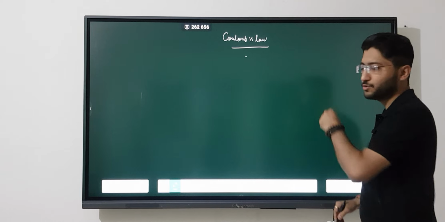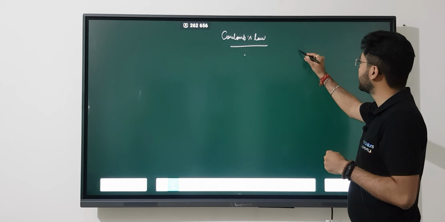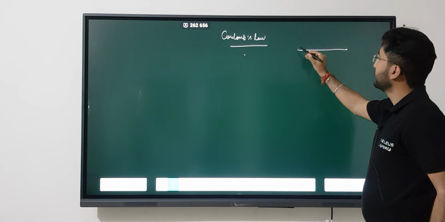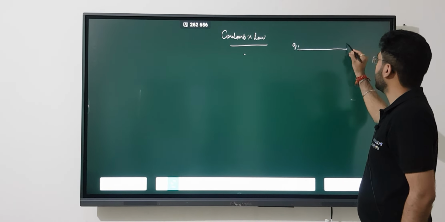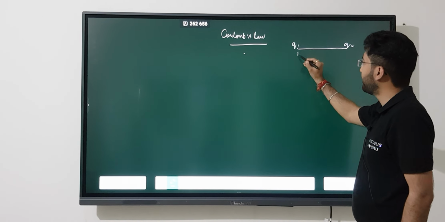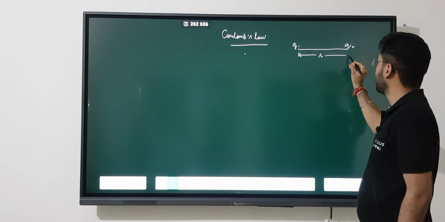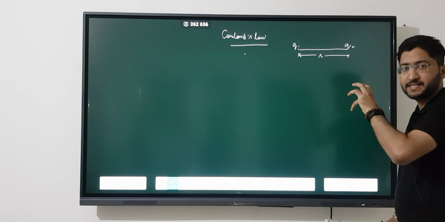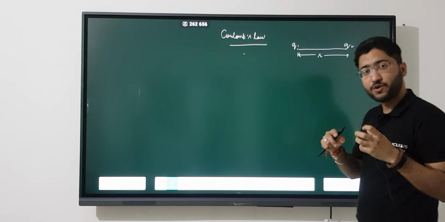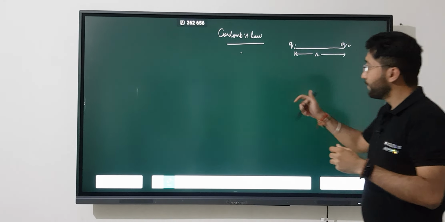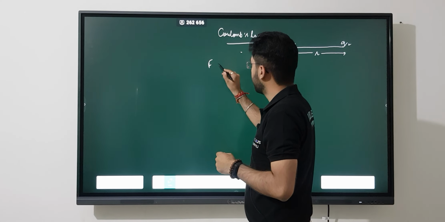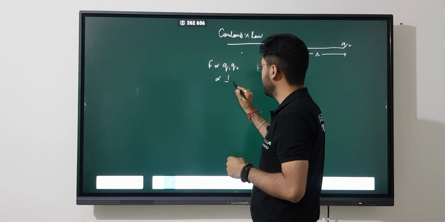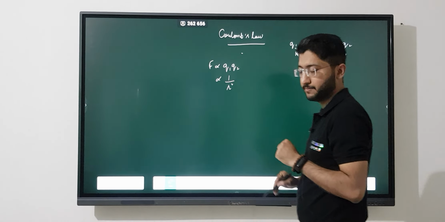Students, according to Coulomb's law, when we consider two charges, let us consider Q1, Q2, separated by a distance r. When both charges are at rest and placed in vacuum or air, the force of attraction or repulsion is directly proportional to the product of the charges and inversely proportional to the square of the distance between them.